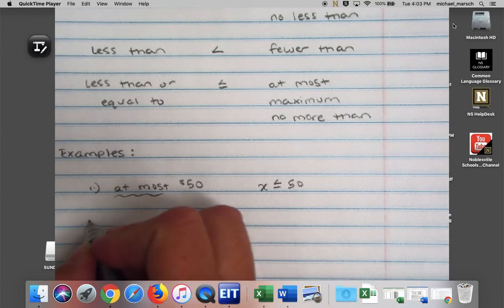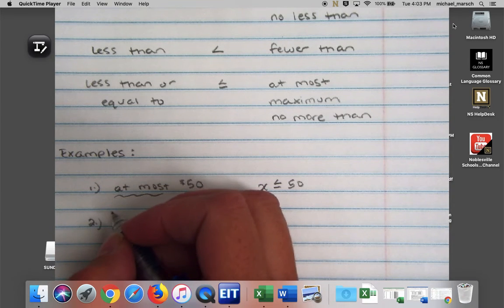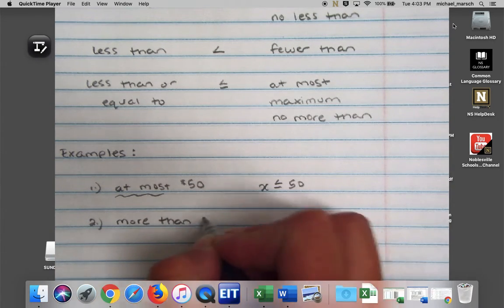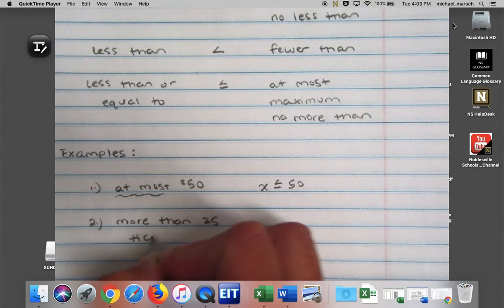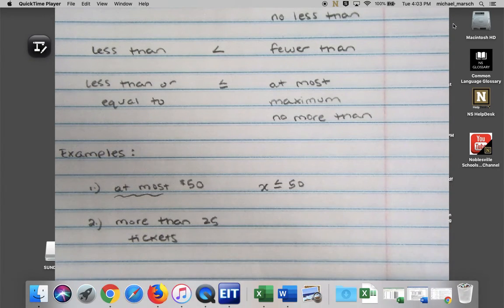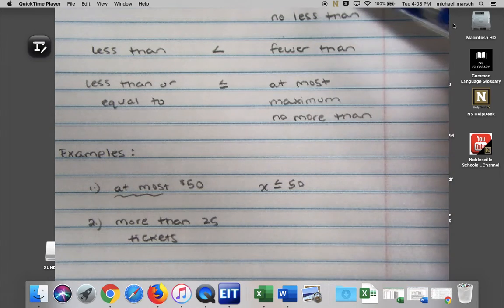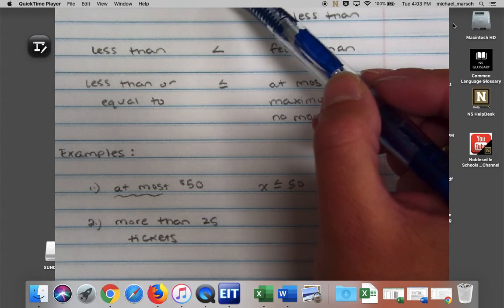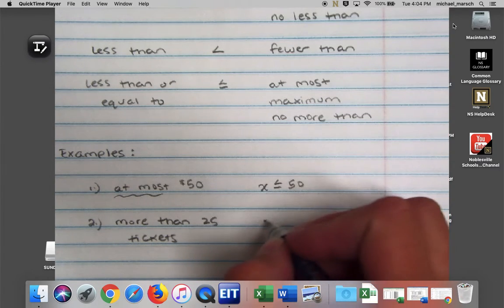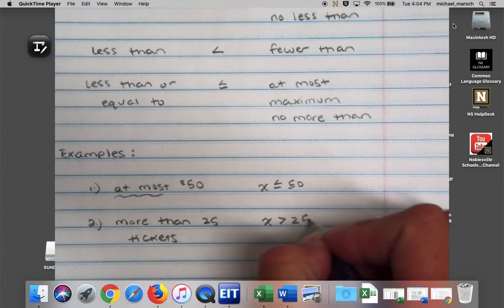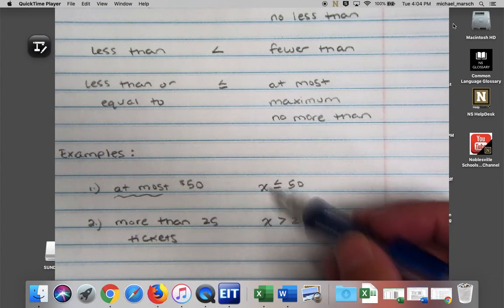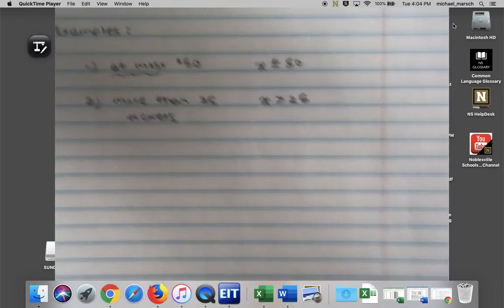Okay, let's do another one. More than 25 tickets. Then I would go back up here again, and where do I see more than? I see that that lines up with greater than, and I know you guys can't see it on the screen, but you should have it on your paper. So that means that X is greater than 25, X being whatever situation we're talking about.